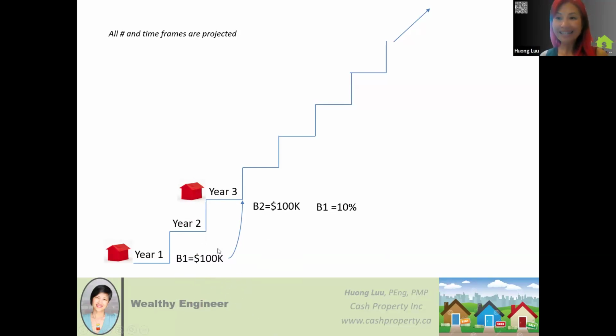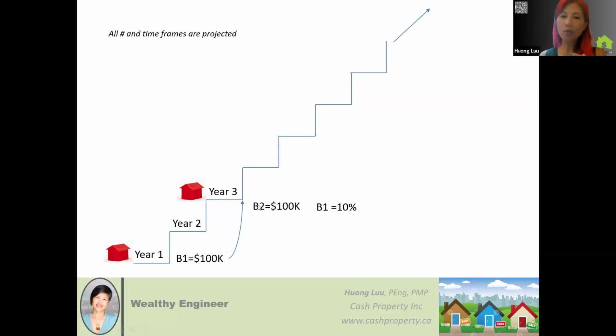So what that means is that you get to roll that money into a second building if you want, or another project if you want. And the great thing about that is that because you've gotten all of your capital back, this 10% that you've made is actually infinite return, because you have no money left in the first building.